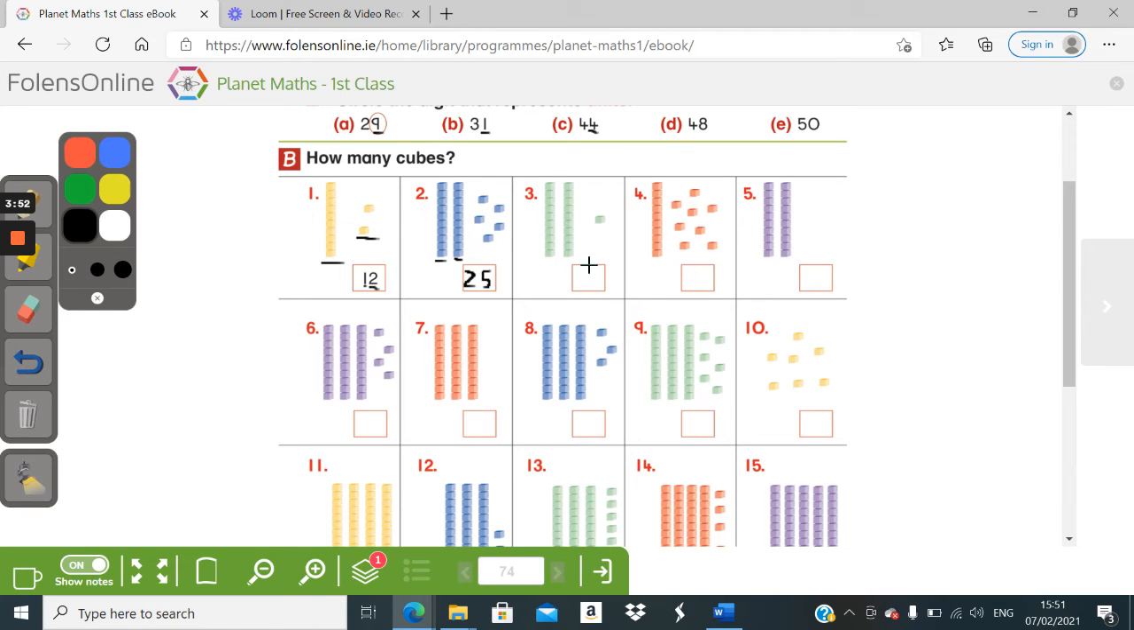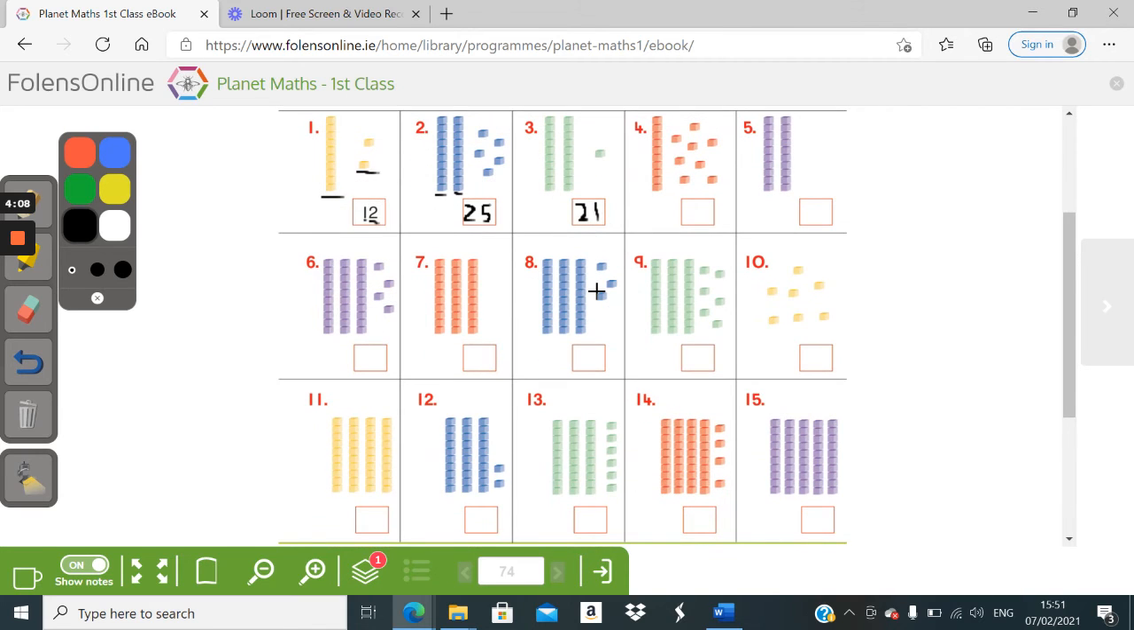Number 3. We have those 2 tens again, so I'm going to put my 2 in there. However, this time we only have 1 unit, so I'm going to write 1. And that number is 21. Okay, I'm going to let you do the rest of those up to number 15 by yourself.